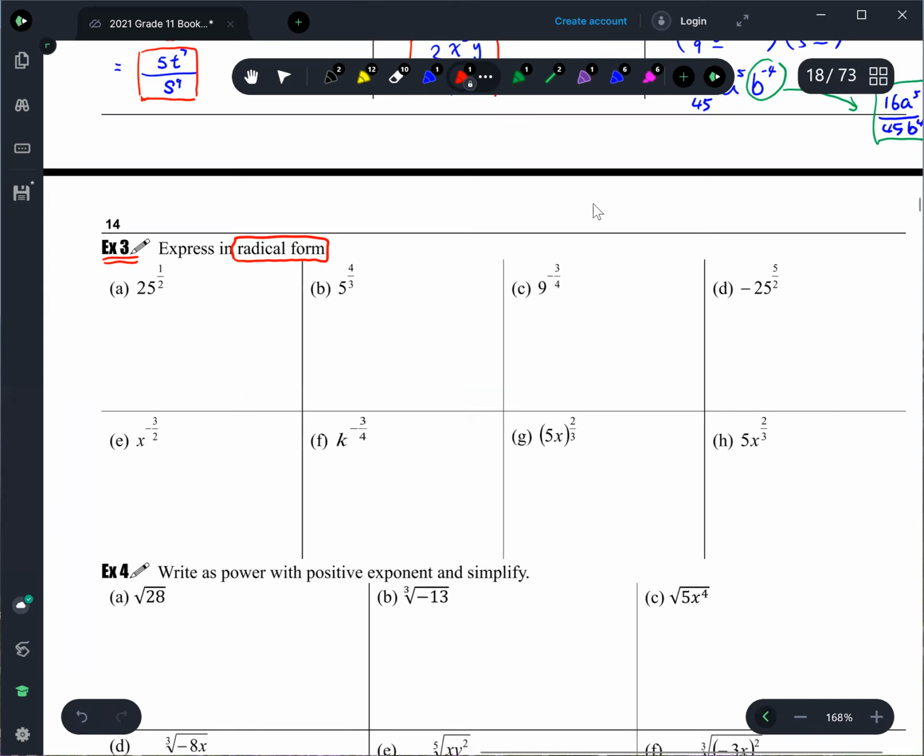So Naomi, we are on question 3, example 3, okay? Yeah, we cover all of them. Okay, these questions you don't need to evaluate, okay? Some of them has variable, you cannot evaluate anyway, right? So just write it in radical form, that's all. Shouldn't take too long.